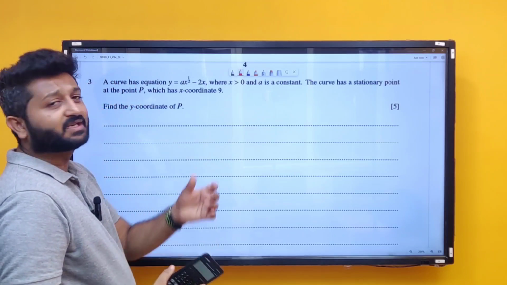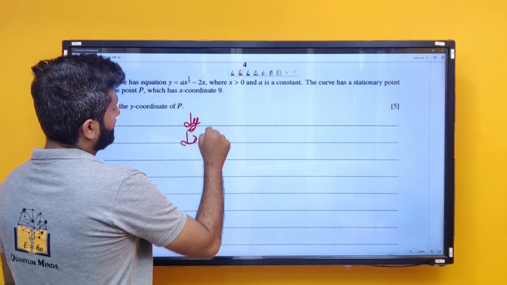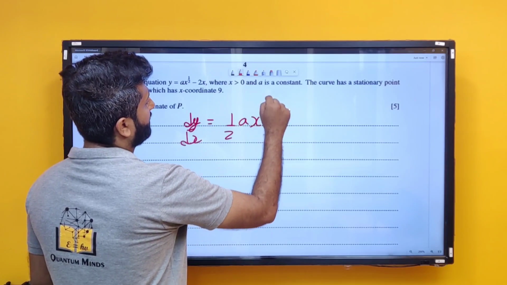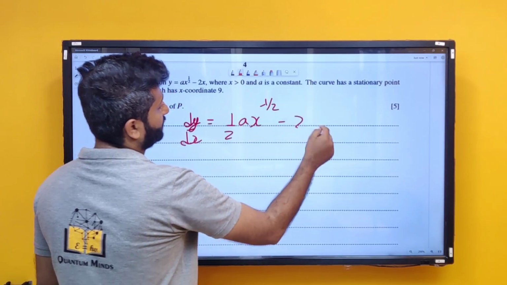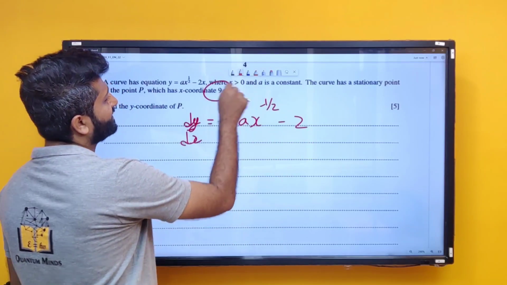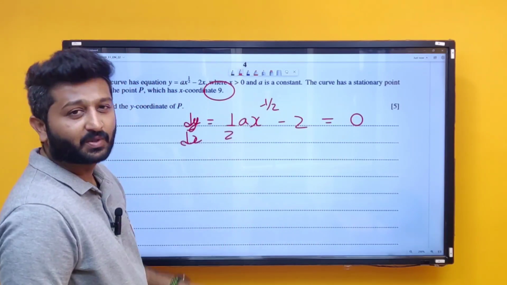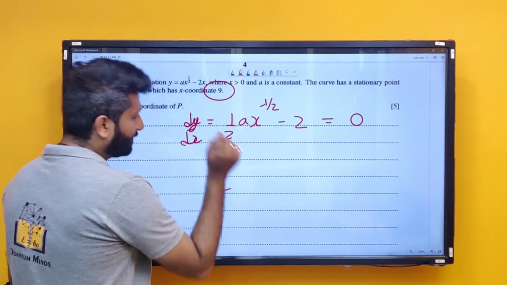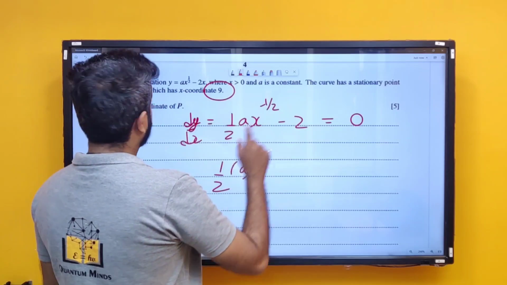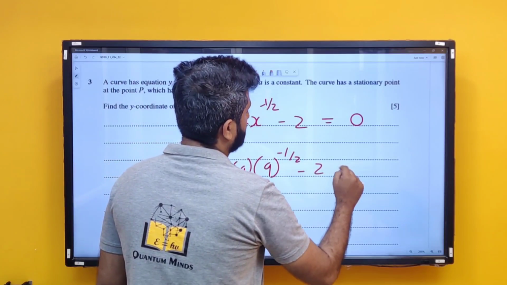Okay. So guys, we have been given the stationary point. So let us find the stationary point. dy by dx equals half into a x power minus half minus 2. Now this is my dy by dx. This is the stationary point where x is 9. So let me equate this to 0 and substitute x as 9. So you have 1 by 2 into a into 9 power minus half minus 2 equals 0.